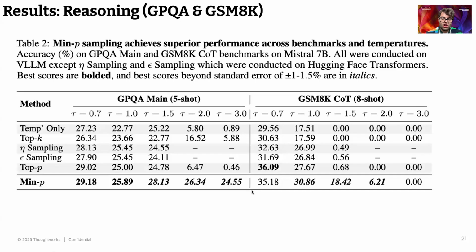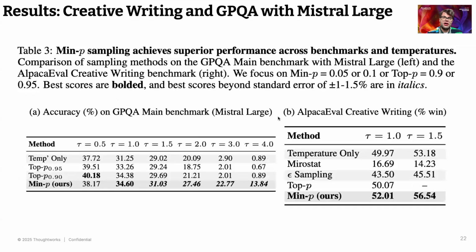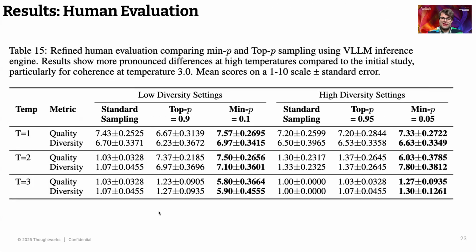And the domination becomes so extreme that in many cases the models are generating gibberish, to the point where it can't even score the outputs at high temperatures with traditional sampling algorithms. But our technique, at everything except the lowest temperatures, is superior. We also show that for creative writing, humans as well as LLM judges prefer outputs generated using min-p sampling. And yeah, this is the human evals.